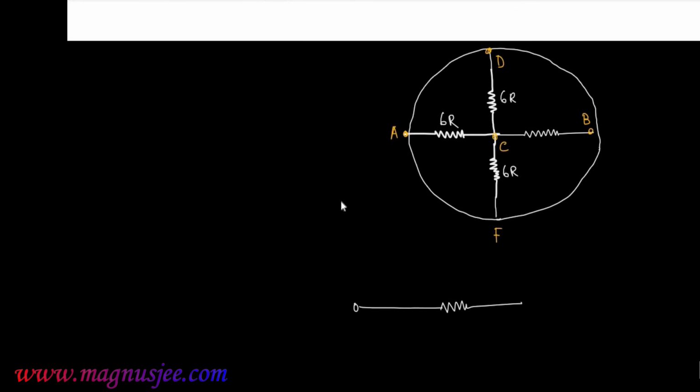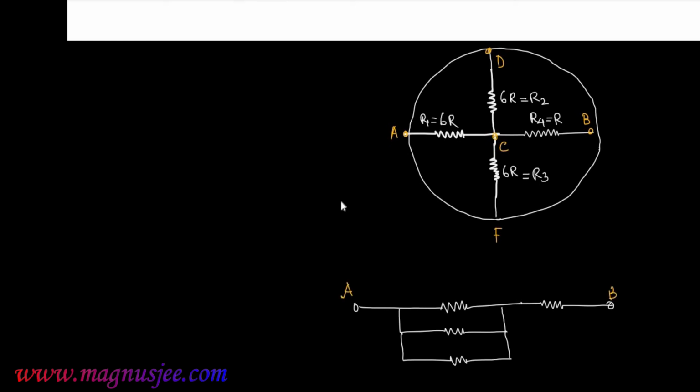In this case, the first three resistances will be connected in here. The first 3 resistances are R1, R2, R3. They are equal to 6R, and the 4th resistance is R4. The first 3 resistances, that is R1, R2, R3, are connected in parallel combination, and the 4th resistance R4, which is equal to R, will be connected in series combination with the parallel combination of the first 3 resistances.